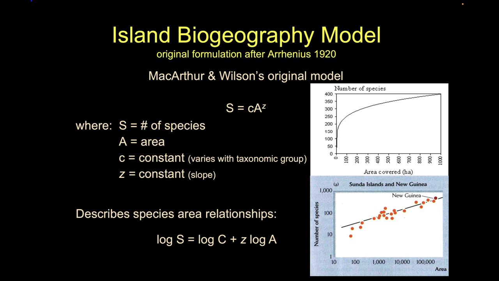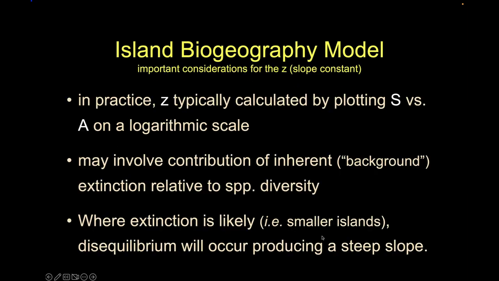So again, here's a linear graph, the species accumulation curve, the species-area curve. And then we just transform it with a log transform on the x-axis, and then z becomes the slope. In practice, we typically calculate z by plotting species versus area on a logarithmic scale, and we say, okay, that's what the z looks like. And then we can compare the z's for research purposes. I'll just say in the conservation context, that slope will change.